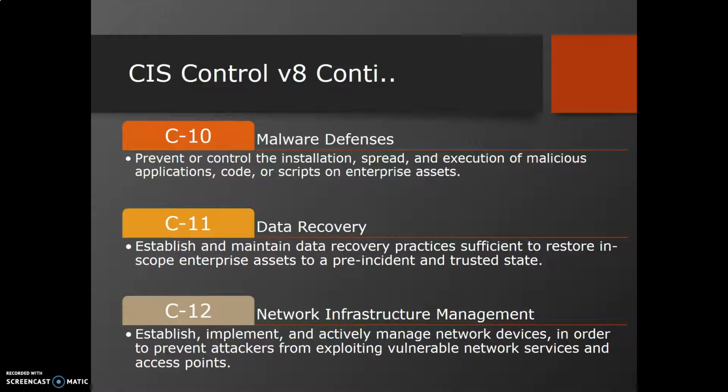Next is network infrastructure management: establish, implement, and actively manage the network devices in order to prevent attackers from exploiting vulnerable network services and access points. This is where it says how we can actively manage our network devices. Network devices can be firewalls, switches, routers, or maybe the wireless access points, and how we can protect them. This is what this control is talking about. That's also very important to look into.